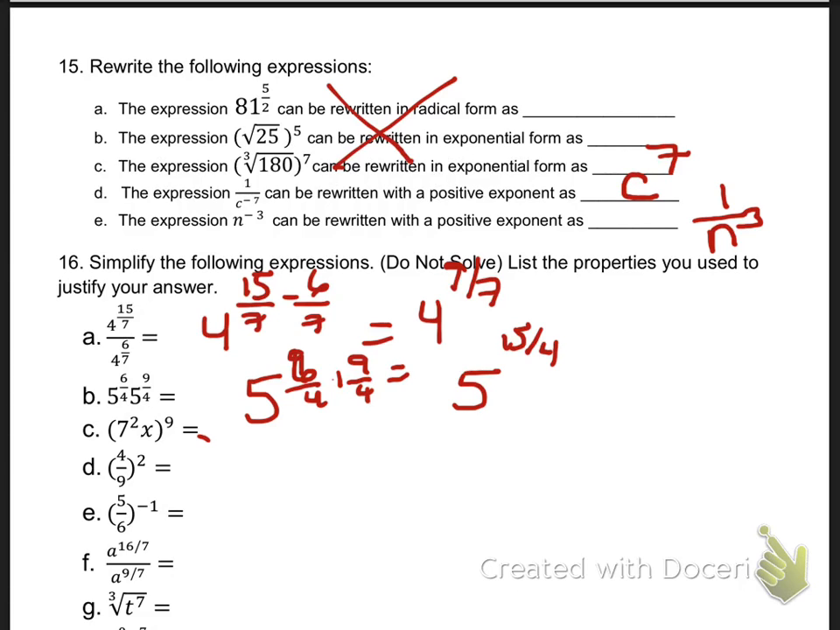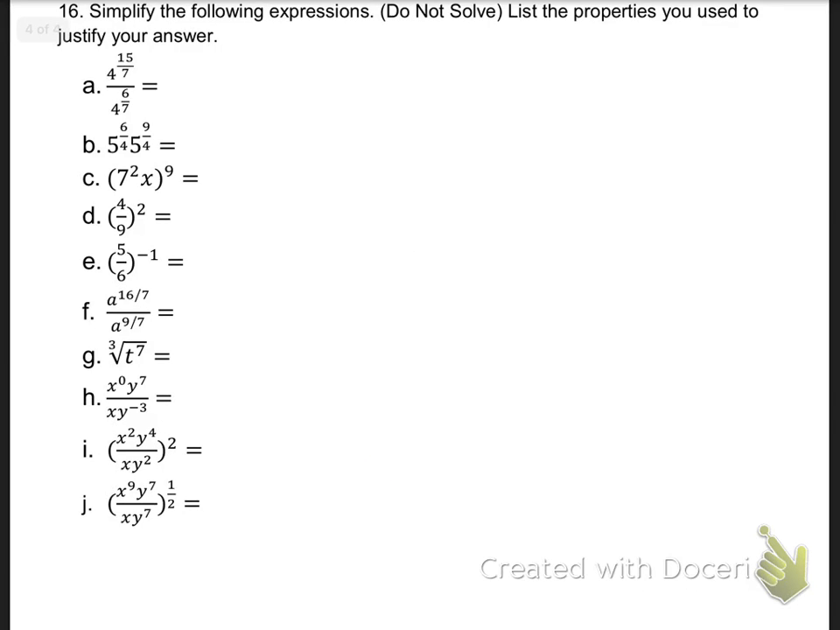Let's do number 7. Now whenever we raise a power to a power, we multiply exponents. So this is 7 to the 2 times 9, x to the 9th, which gives me 7 to the 18th, x to the 9th. Okay, let's do number 4D. So that is going to be 4 squared over 9 squared. Okay, remember they say don't solve. Okay, anything to the -1 power, that's just the reciprocal. So that's just going to be 6/5.